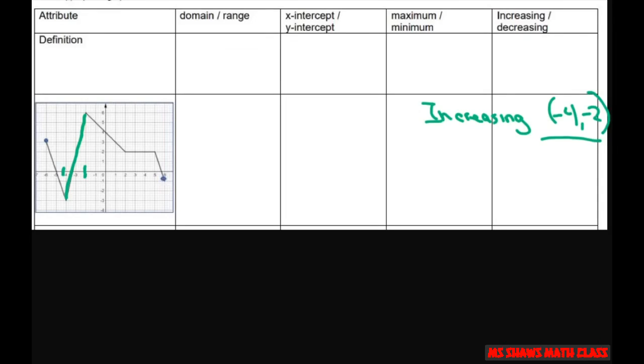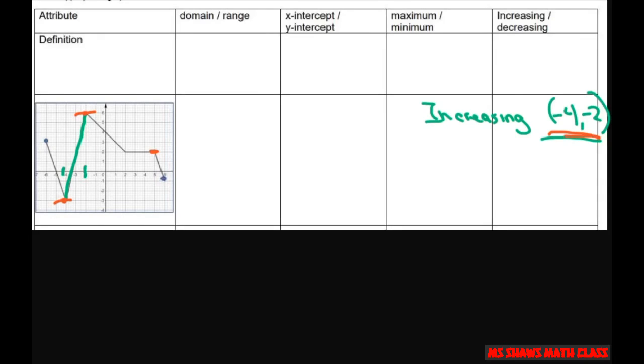Now, why aren't we putting brackets and we're using parentheses? Because this point here is not increasing. This is not increasing. The max and min, or even here, it's not increasing. So you always have to use the open interval notation.